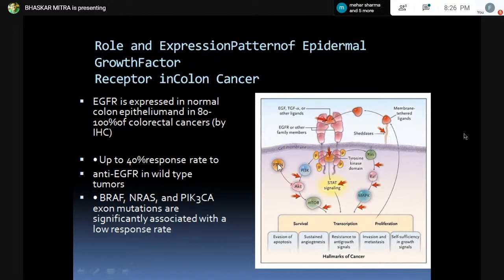And at the same time, the PI3 kinase mutation also has to be looked for before giving it, because these mutations cause ineffectiveness of the anti-EGFR treatment.